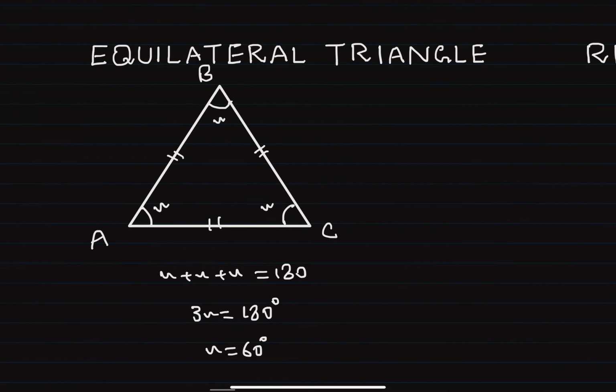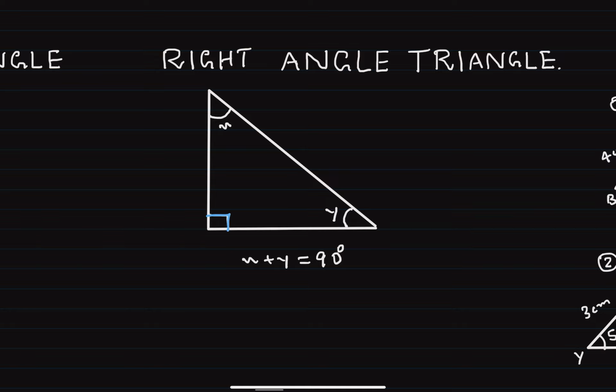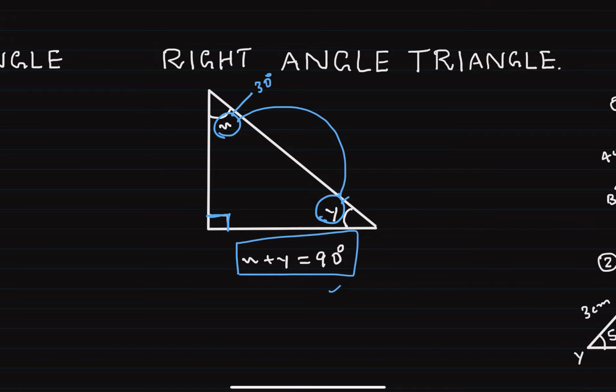The next is equilateral triangle in which all sides are equal and all angles are equal, right? If all angles are equal, then this sums to 180, and then 3x equals 180. That means x should equal 60 degrees. Right angle triangle is one in which one angle is 90 degrees, and these two should be complementary angles. That means they must sum to 90, right? And if you know one angle, let's say 30, then the other angle should be 60 degrees, right?